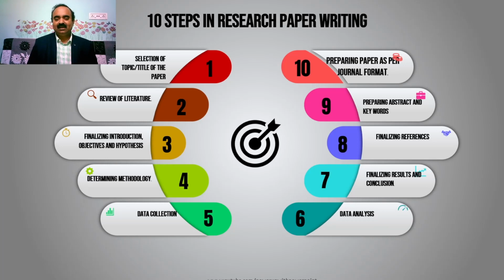And keywords are the important words that you have used in your research paper. And generally, keywords will be useful for searching purpose. When you keep your research papers in research websites, there you have to keep some words which will be useful for making your paper available for the researchers who are searching for the research papers. And the last step is preparing paper as per journal format.